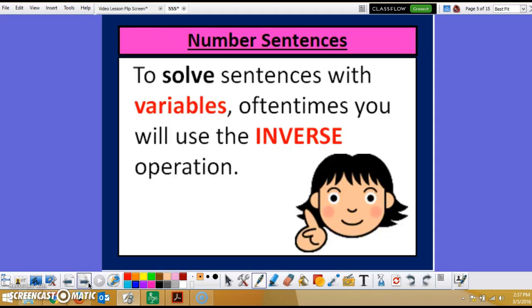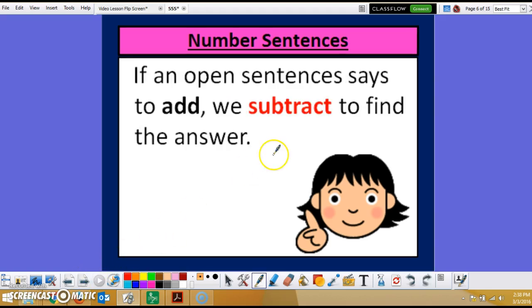However, there are times when we have to solve sentences that are open with variables, and we have to use the inverse operation. This word inverse means the opposite operation. For example, if it's addition, you subtract. If it's subtraction, you add. Let's take a look at some of those examples.